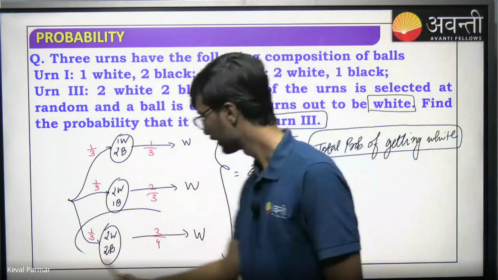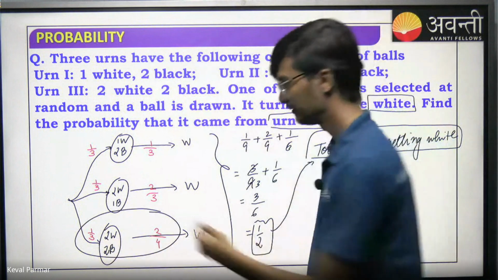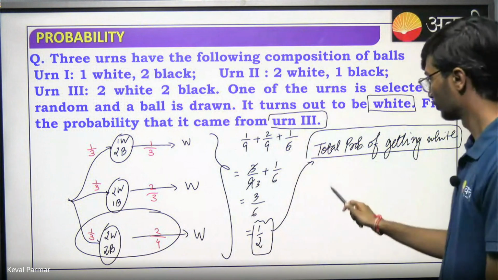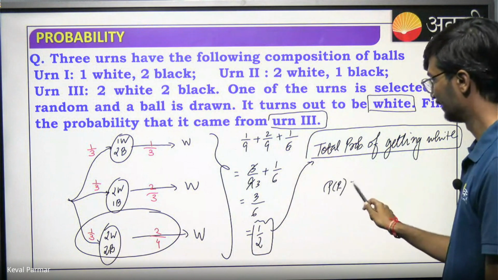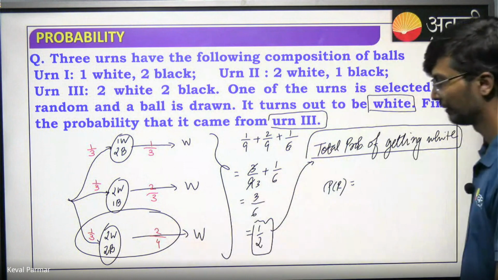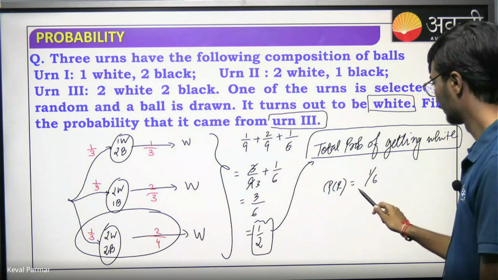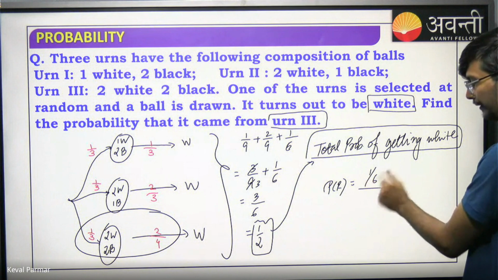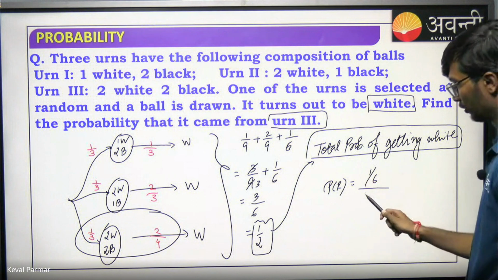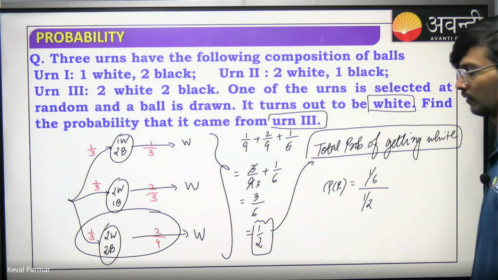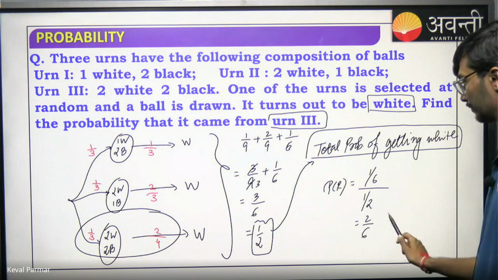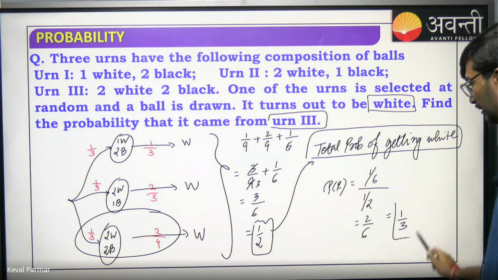Urn 3 का probability ये रहा. How did we get the probability of urn 3? Just multiply these two. ये दोनों को multiply किया तो अपने को 1 by 6 मिला था. So, required probability is 1 by 6. This is the probability that the white ball is selected from urn 3 upon the total probability of getting white balls, which is 2 by 6, which is 1 by 3, is my correct answer.